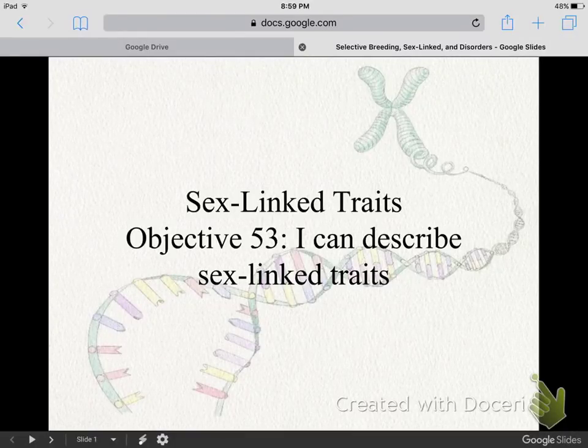Okay guys, this next set of notes is going to take a little while, and I'm going to try to move quickly with you. So to start with, we'll talk about sex-linked traits and what that means, and we'll give a few examples.